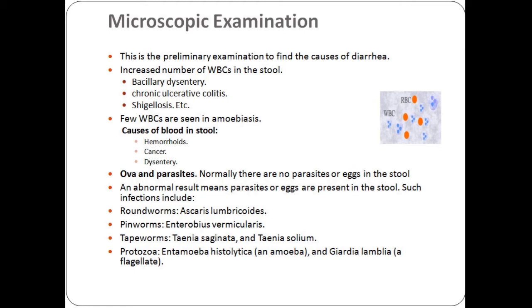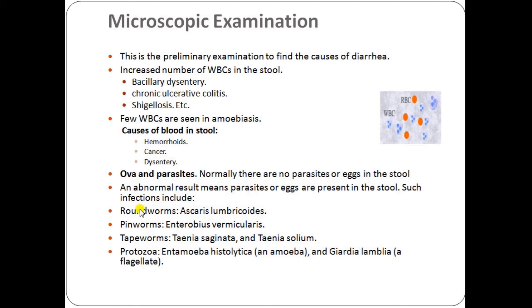Normally, blood is not present in the stool sample, but it may be present in case of certain problems such as hemorrhoids, cancer, and dysentery. Next is ova and parasite. Normally no ova or eggs are present in the stools. Presence of eggs and parasites in stool is indicative of disease.